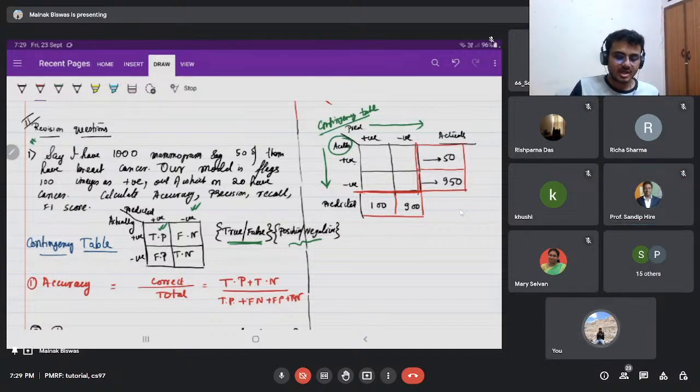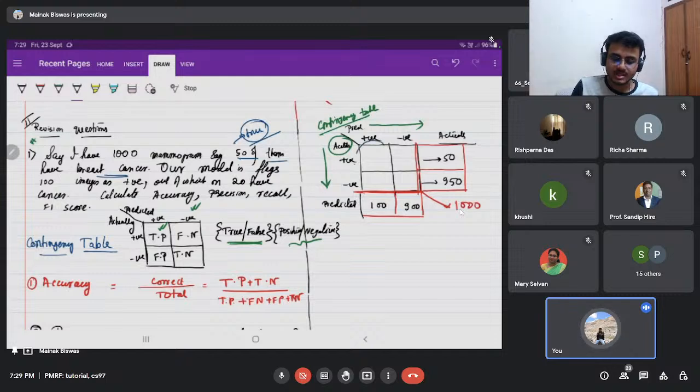Okay, so the question is, you have 1000 mammograms, so the total is 1000. I'll just write it over here. How do I fill this table? It says 50 of them have breast cancer, so the true examples are 50. Our model flags 100 images as positive, so this sum is 100. Is that okay? The model predicts 100 images to be positive, out of which 20 have cancer. So where do I put 20? Can anyone tell me? Immediately I can put 20 somewhere.